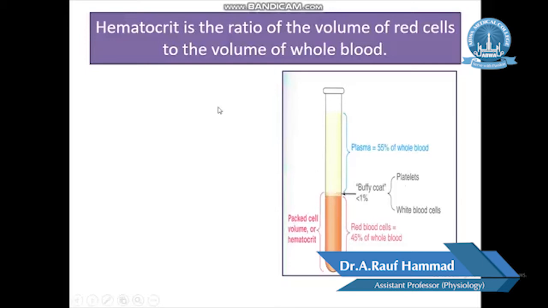Once again, it is another version of the definition of hematocrit. Hematocrit is the ratio of the volume of red cells to the volume of the whole blood.